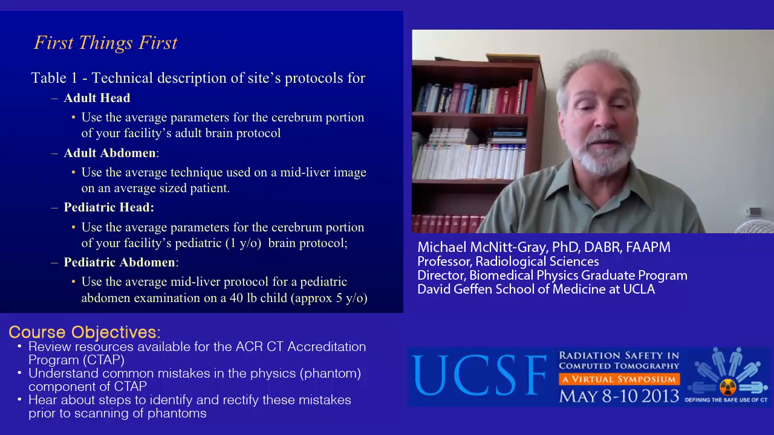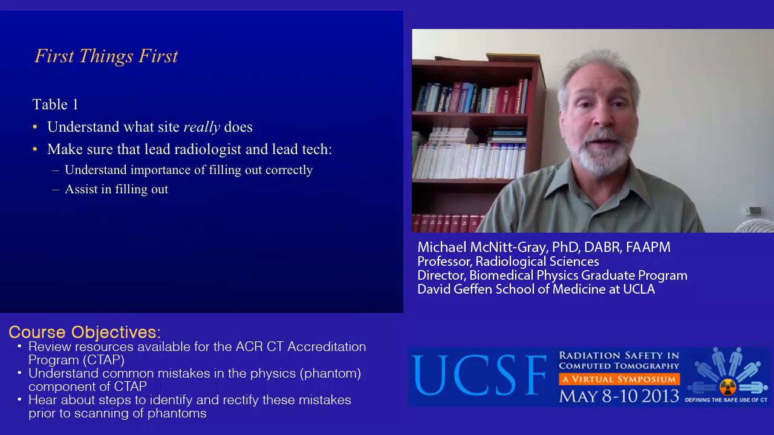If the site does pediatric head scanning, use the average parameters for the cerebrum portion of facility's pediatric brain protocol that is specific for about a 1-year-old. That's the size we're looking for in that submission. And for the pediatric abdomen, use the average mid-liver protocol for a pediatric abdomen on a 40-pound child, which is approximately a 5-year-old.